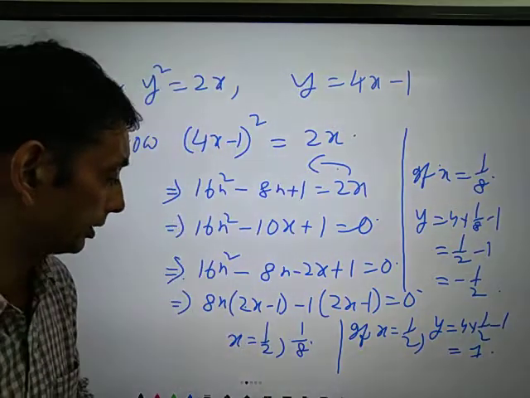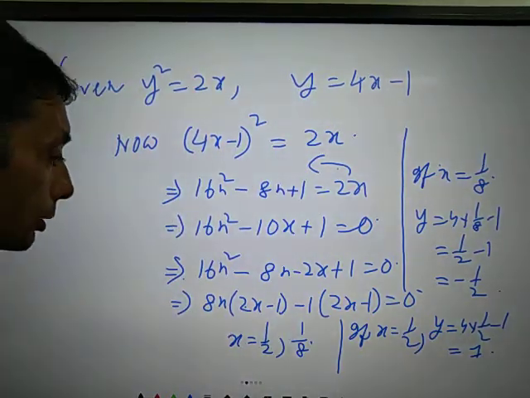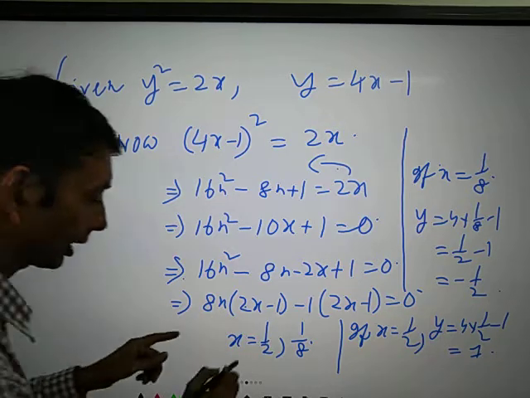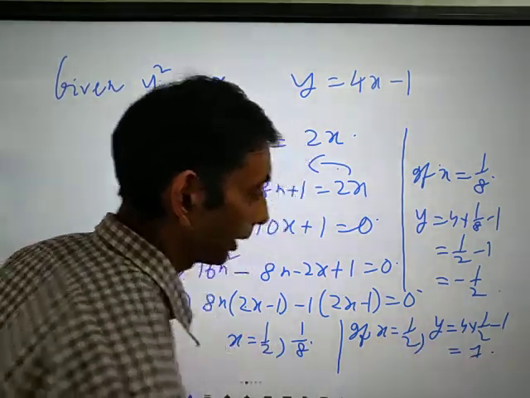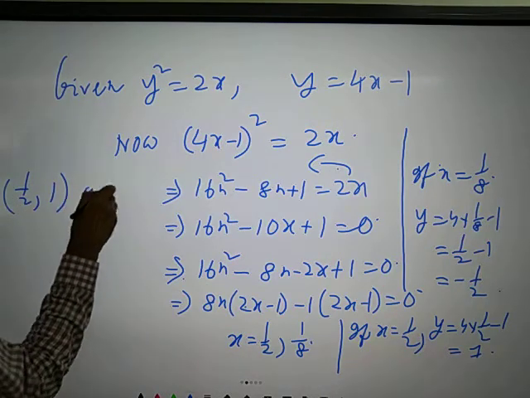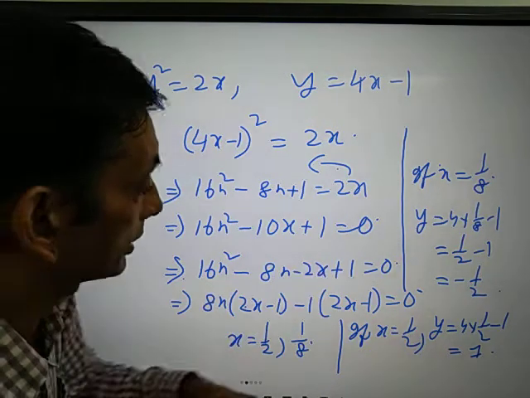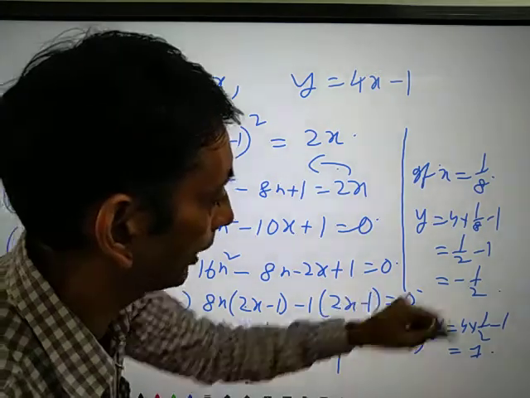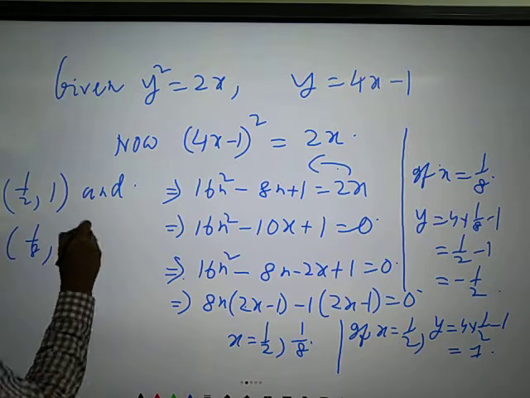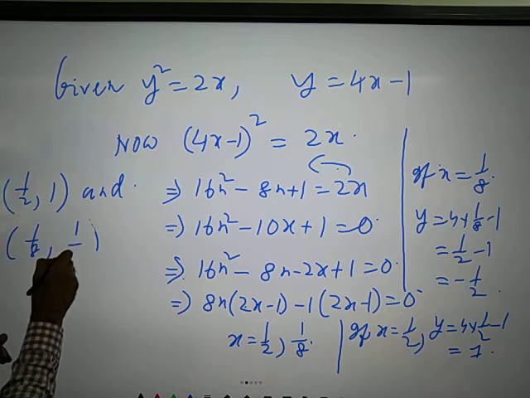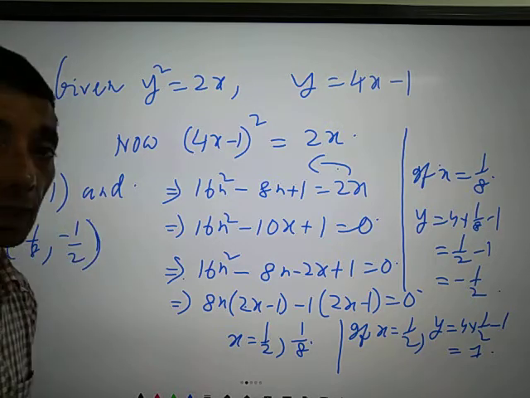So we got the points. The required points of intersection are (1/2, 1), and x is equal to 1 by 8 and y is equal to minus half, that is (1/8, minus 1/2). These are the points.